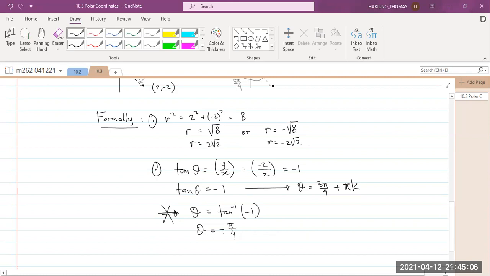I mean, you can use your calculator. You will have only one solution, because tangent inverse starts with a one-to-one function, right? The only way you can do tangent inverse is by restricting the domain. Therefore, tangent inverse gives you only one solution, while we know tangent theta equals negative 1 has multiple solutions. In other words, if you use tangent inverse, you get only one angle, negative pi over 4.